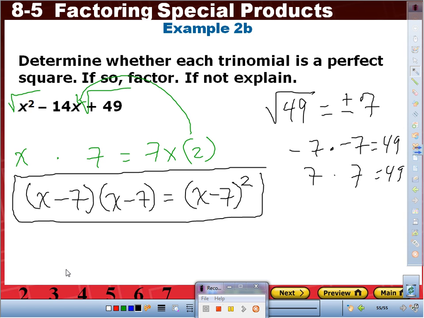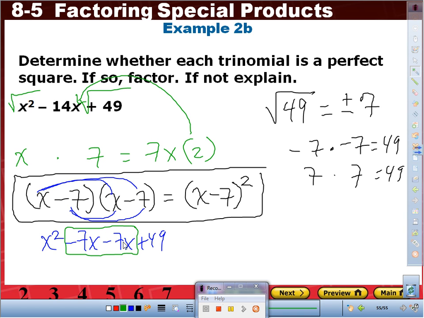Okay, check this out. So this is my answer. Let's double check to make sure that it is right, because some of you are still wondering, how does that work, Ms. Q? Well, let's find out. What is x times x? X squared. X times negative 7, negative 7x. Negative 7 times x, negative 7x. Negative 7 times negative 7, that's positive 49. Combine like terms. Negative 7x and negative 7x is negative 14x. Does this give us the same that we started with? Yes, that's how you check it.